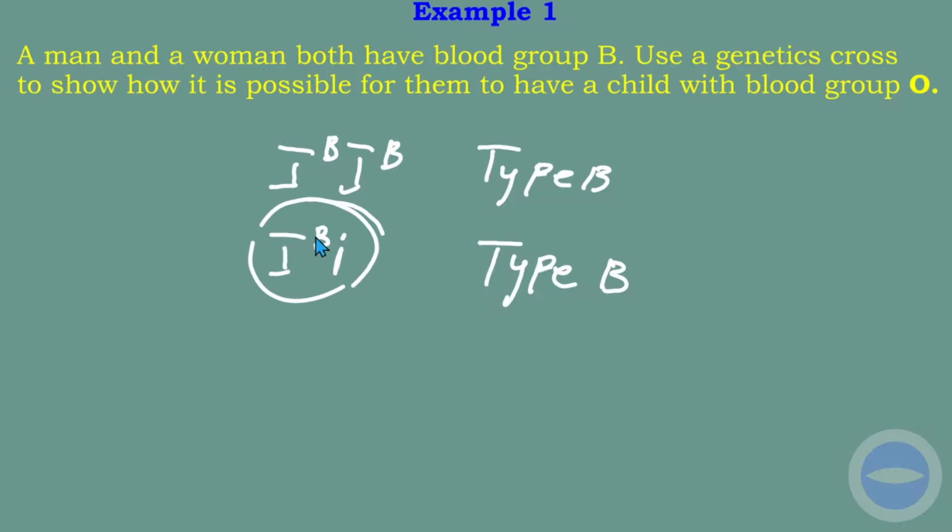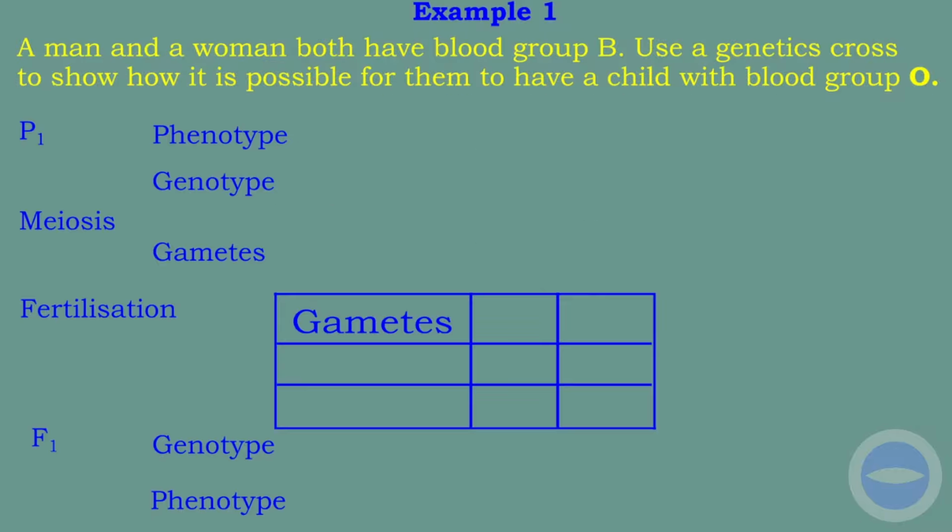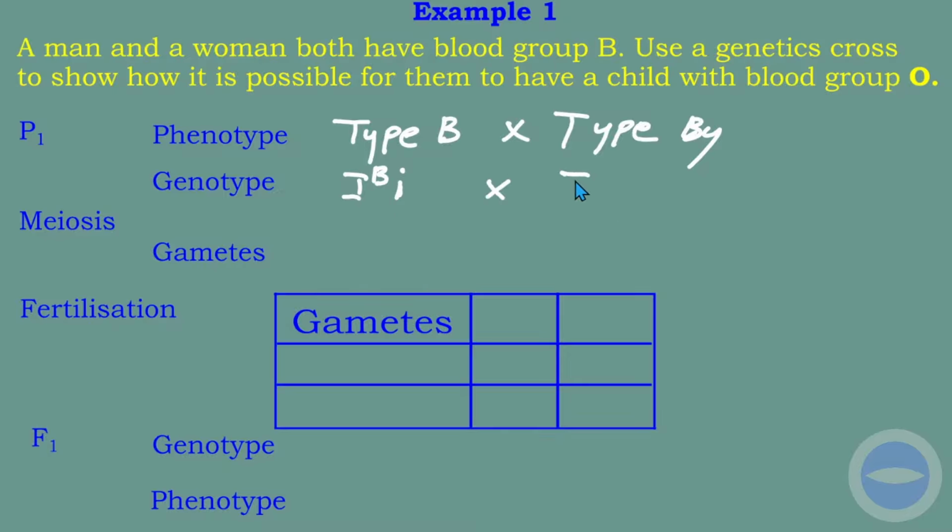So in this example, we will cross these two. Here is our crossing table. For P1, the phenotype, we have type B. We cross type B with type B because both parents have type B. And for the genotype, we will take IB and IB, which still produces the phenotype B, and IB and i, which also produces the phenotype B.